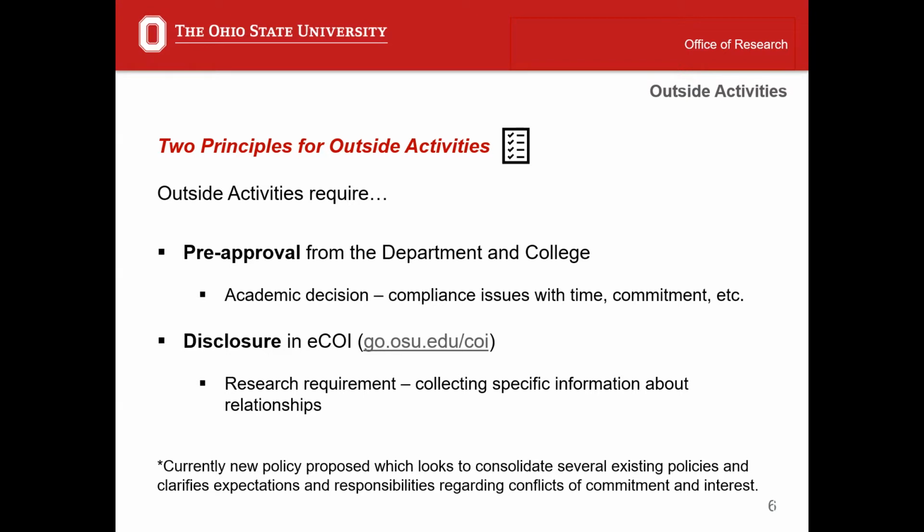And the little starred item at the bottom here is our way of recognizing that these two steps here can be really confusing for faculty who might think, oh, I've gotten approval to consult, I don't need to do anything else. Or I disclosed it in ECOI. Why should I have had to get approval to do the consulting? So what we're trying to do looking forward is getting together this proposed policy and a process to simplify and streamline this for faculty so they don't have to go to multiple places to get that academic pre-approval and to meet their research requirements.